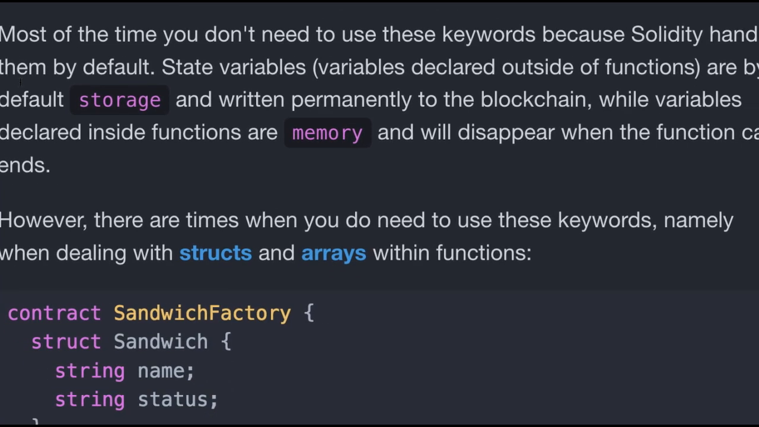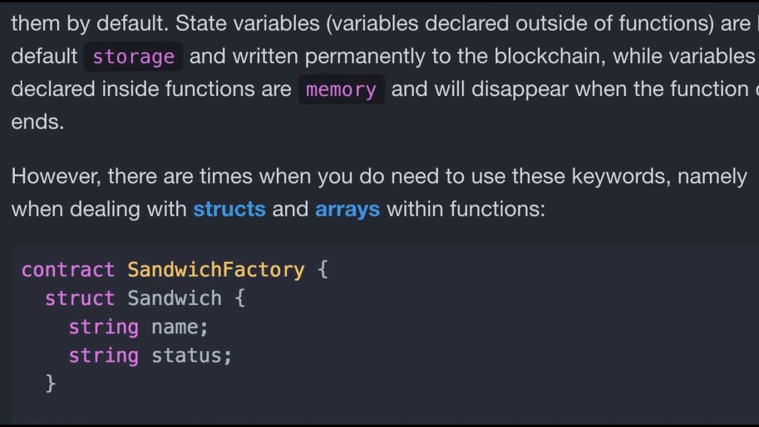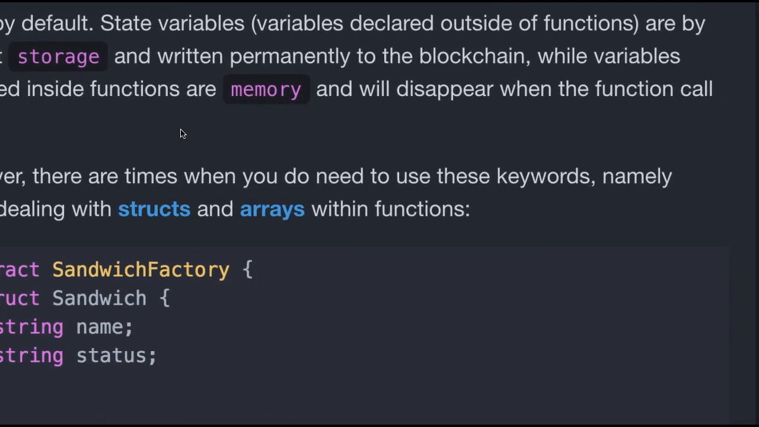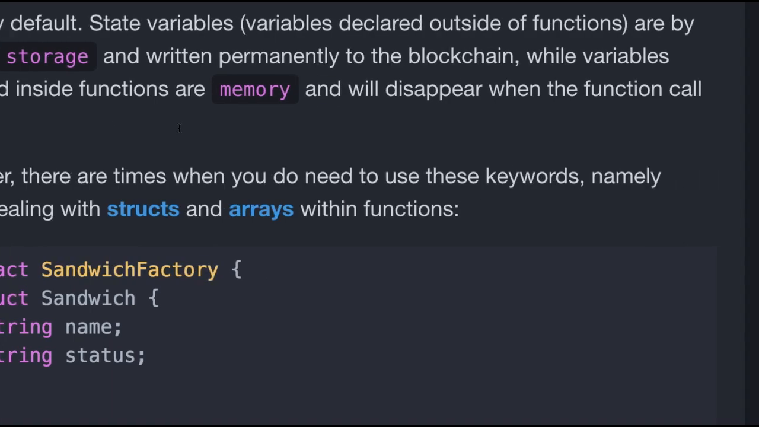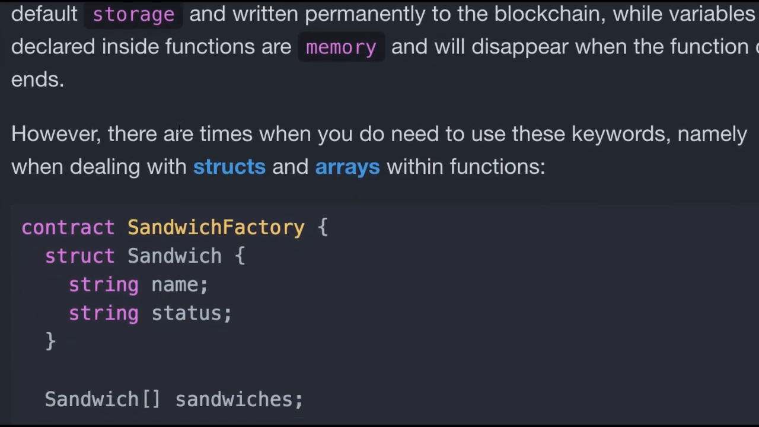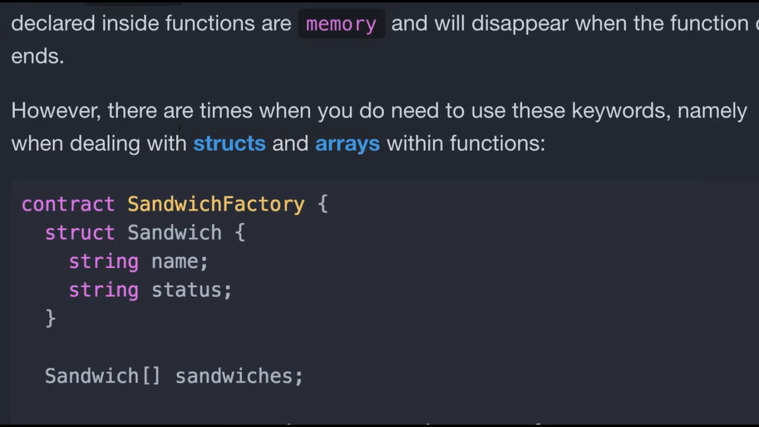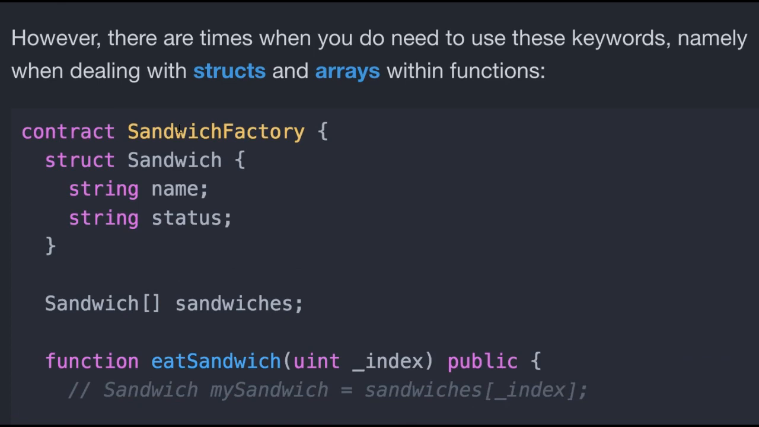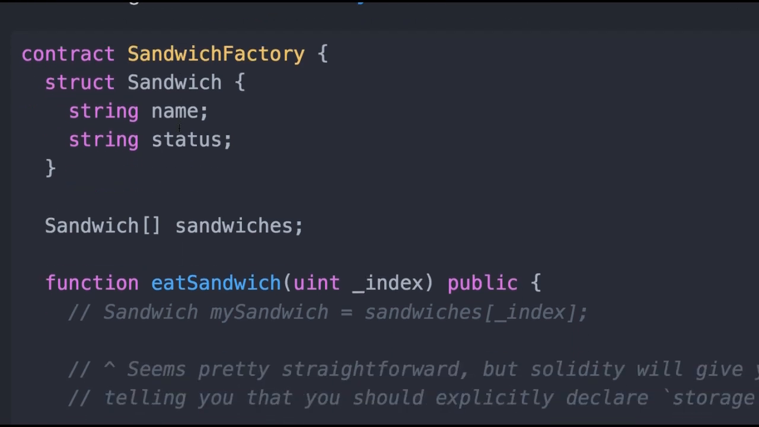Most of the time you don't need to use these keywords because Solidity handles them by default. State variables, variables declared outside of functions, are by default storage and written permanently to the blockchain, while variables declared inside functions are memory and will disappear when the function call ends. However, there are times when you do need to use these keywords, namely when dealing with structs and arrays within functions. We have this contract, SandwichFactory.